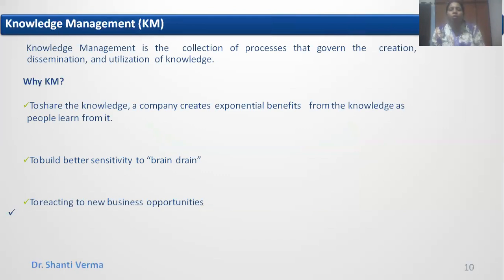Next, knowledge management. Knowledge management is a collection of processes that govern the creation, dissemination, and utilization of knowledge. Then let's discuss why knowledge management is useful in any organization. Knowledge management is used to share knowledge. A company creates exponential benefits from knowledge as people learn from it. It is also used to build better sensitivity to the brain drain process. It is used for reacting to new business opportunities.